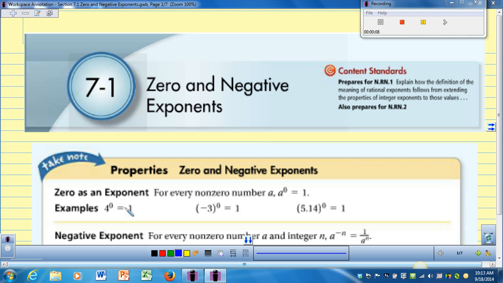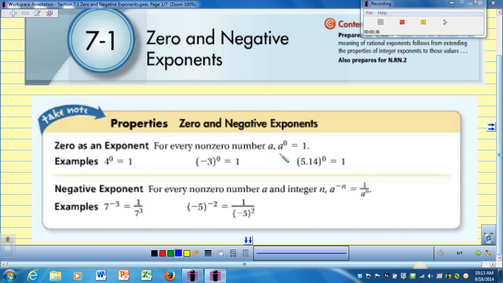Zero and negative exponents. You guys have dealt with this before. If we have x to the 0 or 10 to the 0, what does that mean? It's 1. Anything to the 0 power is 1. So for your notes, down here at the bottom of this page, 0 as an exponent. As long as the number that we're raising to the power is not 0, then the answer will be 1.